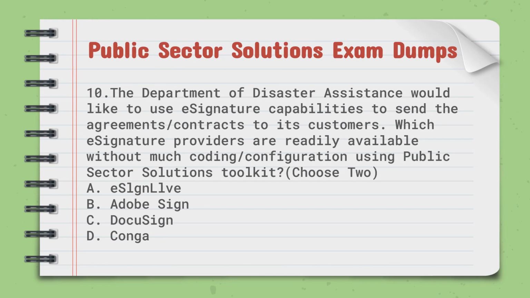10. The Department of Disaster Assistance would like to use e-signature capabilities to send agreements and contracts to its customers. Which e-signature providers are readily available without much coding, using configuration with the Public Sector Solutions Toolkit? Choose 2. A. ESLGNLLVE. B. Adobe Sign. C. DocuSign. D. Conga.